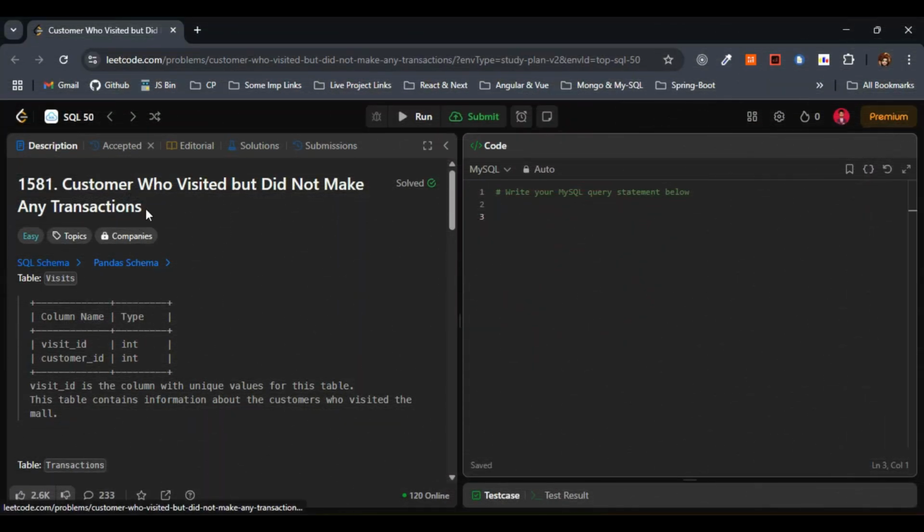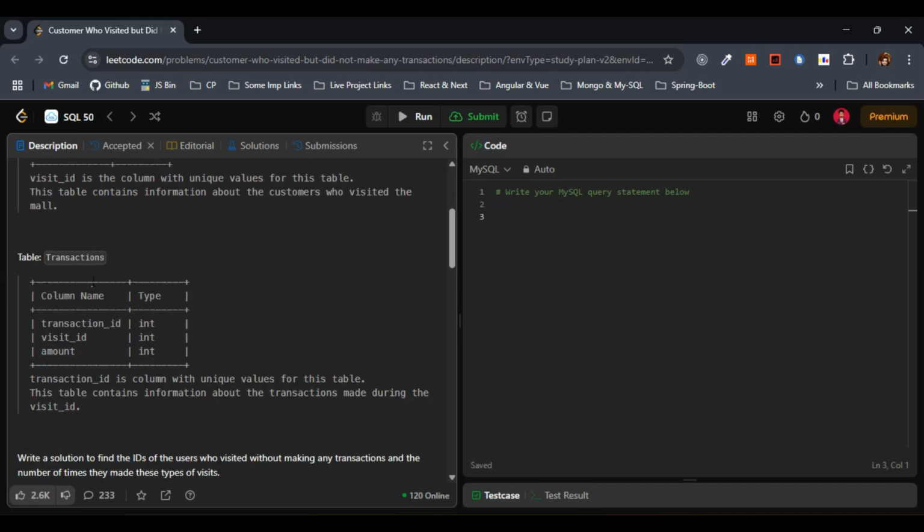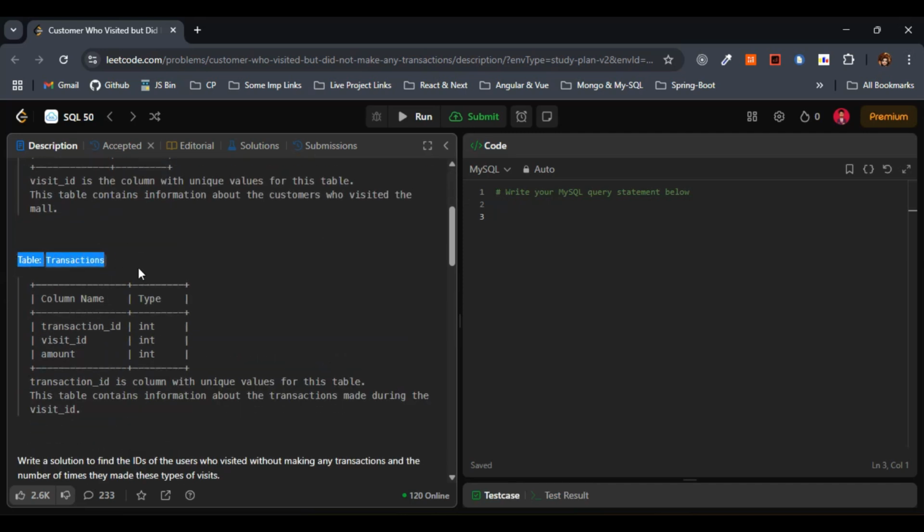Hello everyone, today let's solve problem number 1581: customers who visited but did not make any transactions. The question states that we have two tables, one is visits and one is transactions. You can clearly see here, we have the visits table and the transactions table.